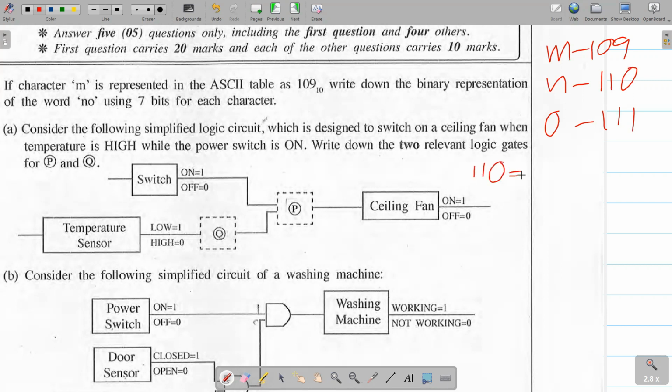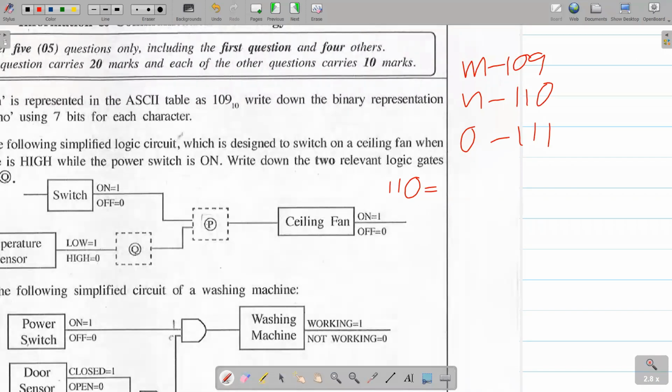110 can be written as how? Let's take the place values and define it. So like 1, 2, 4, 8, 16, 32, 64. 110 is made out of 64 plus 32, which is 96, and the remaining 14 comes with 8 plus 4 plus 2. So this is the binary for 110, and 111 is going to be 1101111.